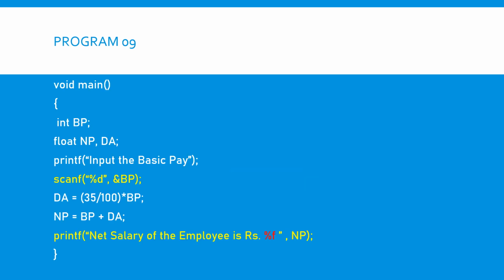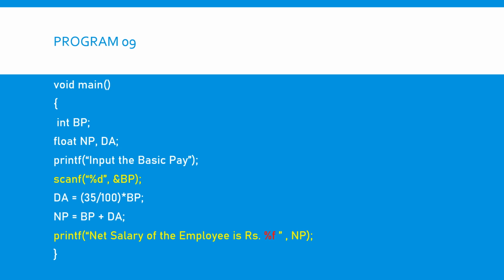So the program: void main, int BP, float NP comma DA, because we may have to handle float values. So let us declare DA and NP as float variables. So printf input the basic pay, scanf percentage d comma ampersand basic pay, then compute what is DA, then find out what is net pay with the help of the statement NP equal to BP plus DA. So we have the answer ready.